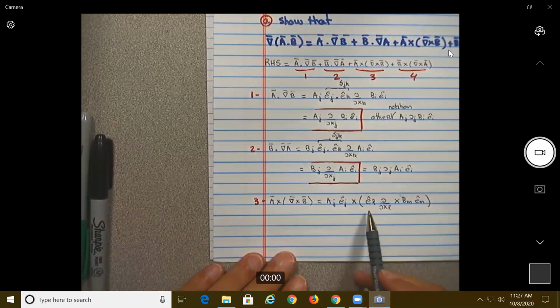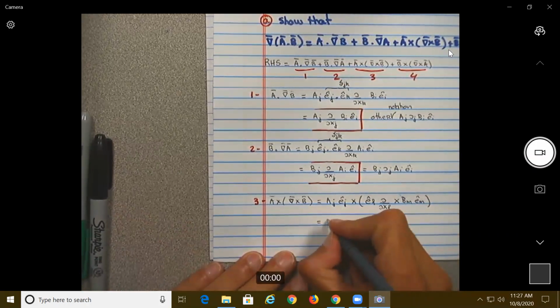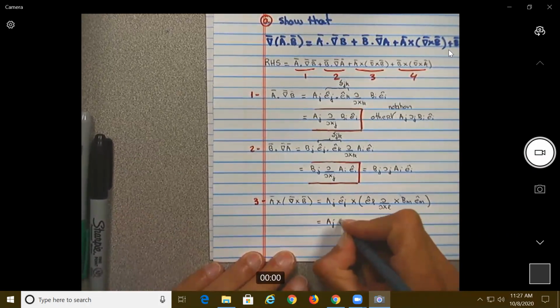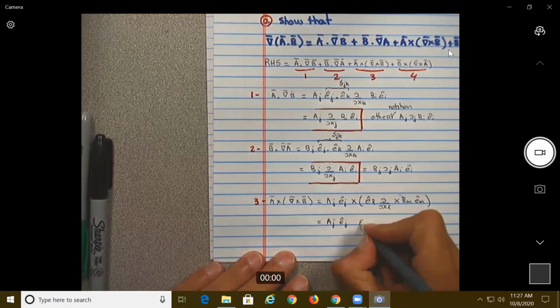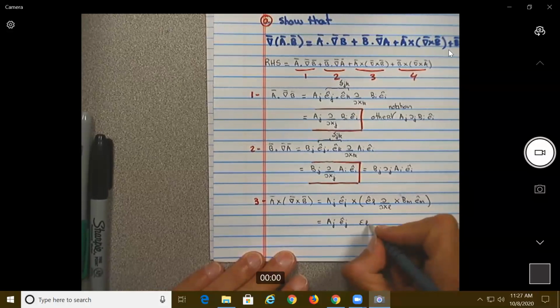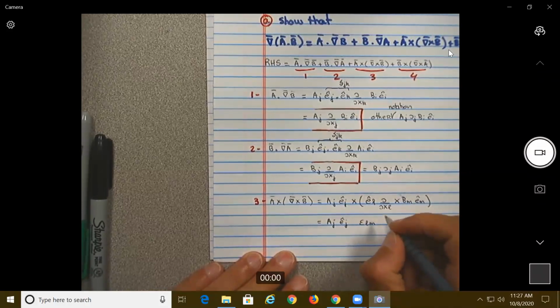So now the first cross product we need to do is this one. Here it will be equal to A sub j, and now this one here, I call it l for e sub l, m, and k.